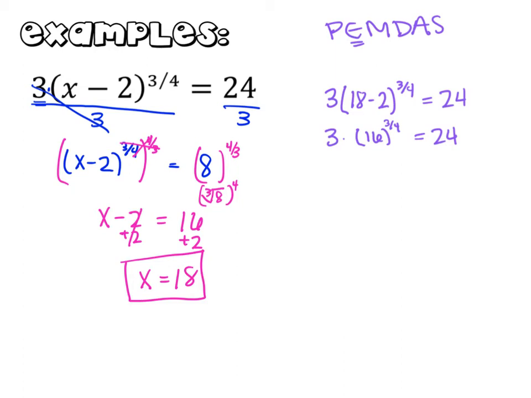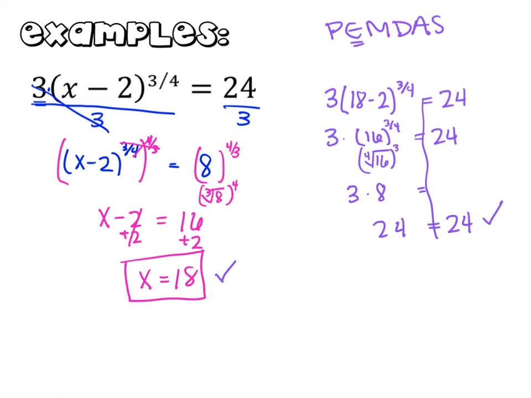3/4 power was the 4th root of 16 cubed, that was 2 cubed, and 2 cubed is 8, so really this is 3 times 8. And 3 times 8 is 24. So 24 equals 24. That's true. That means 18 was the correct answer.